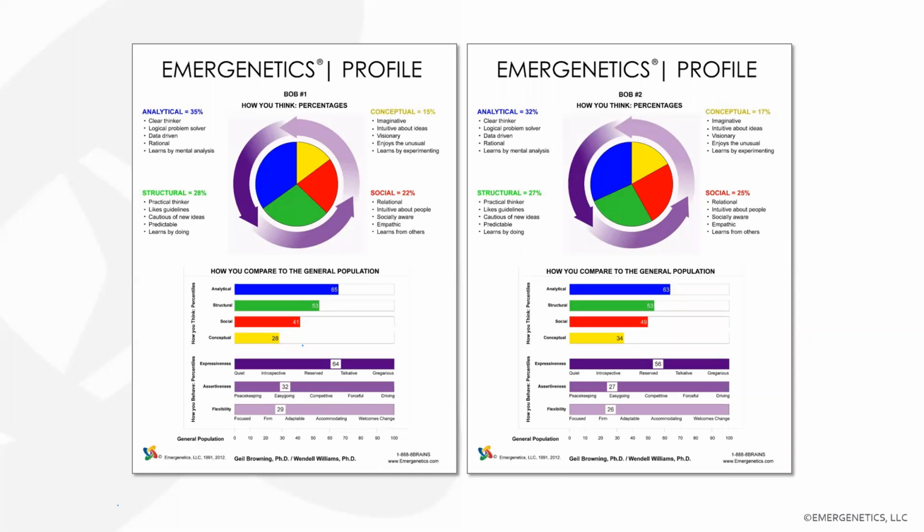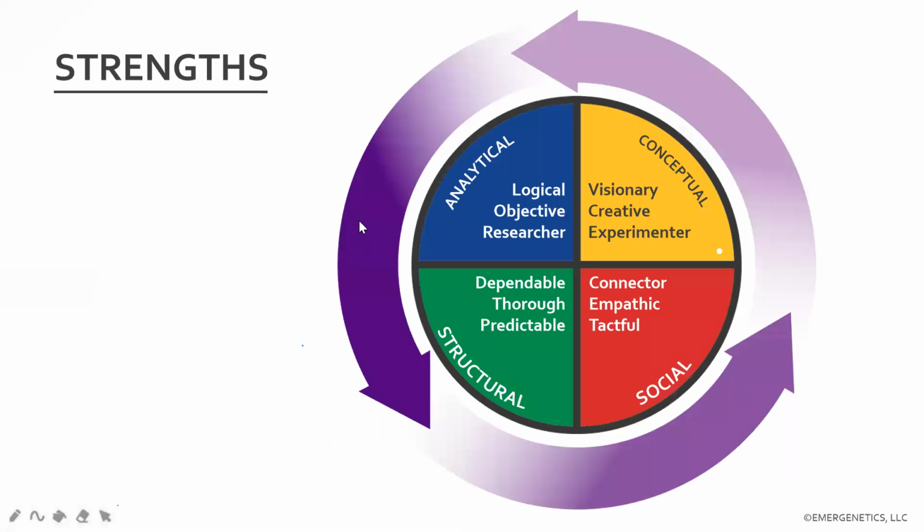So that is why in Emergenetics, they measure your preferences. It comes so naturally, whether you are at home, at work, stressed or not, that is you, automatically. So that is the strength of analytical, structural, social, and conceptual.